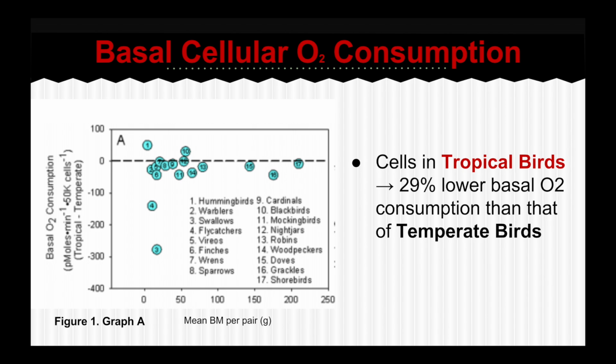In the following graphs, 17 paired birds are represented, where each pair contains one temperate species and one tropical species. Graph A represents the difference between basal oxygen consumption of tropical birds and temperate birds. Values below the dashed line at 0 represent cases where the tropical birds had a lower basal oxygen consumption rate. The normalized basal cell consumption was 29% lower in cells of the tropical birds compared to the cells of the temperate birds.